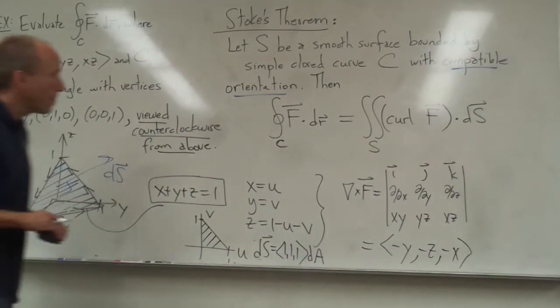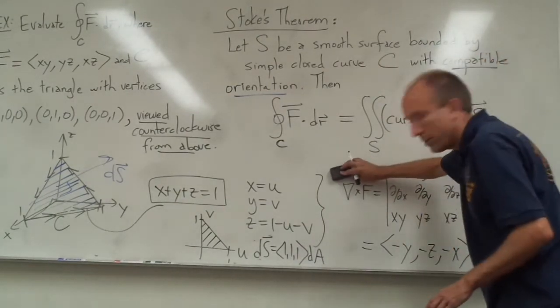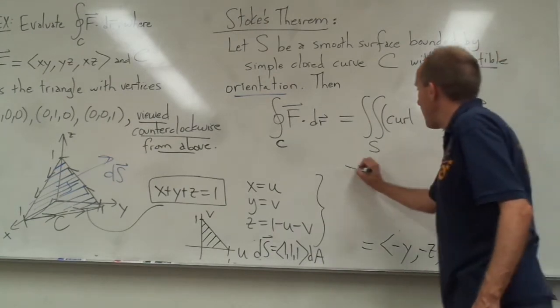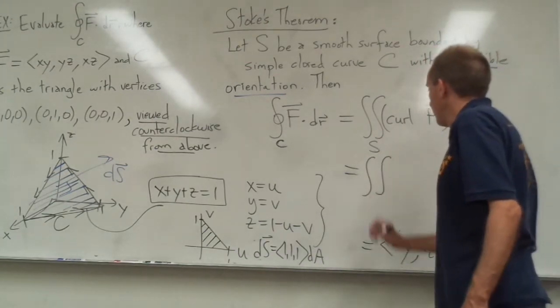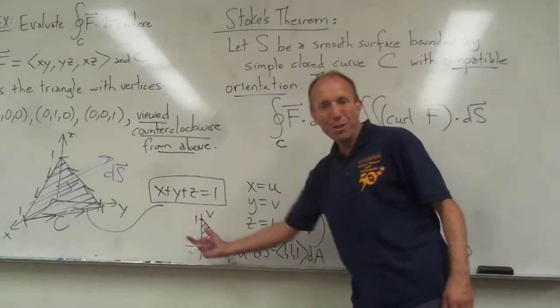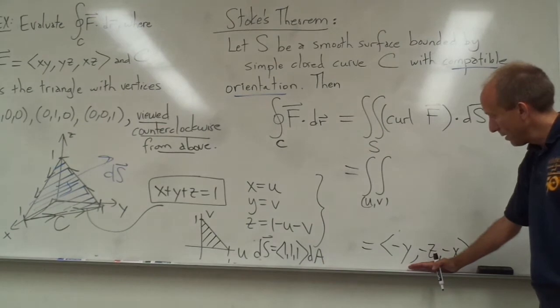That's the curl. So if I now imagine, I'm going to go ahead and erase this part. Sorry, I don't have much room on this board. If I imagine setting this up, I've got my u and my v that I'll figure out from this triangle in just a second. The curl of f is right here.